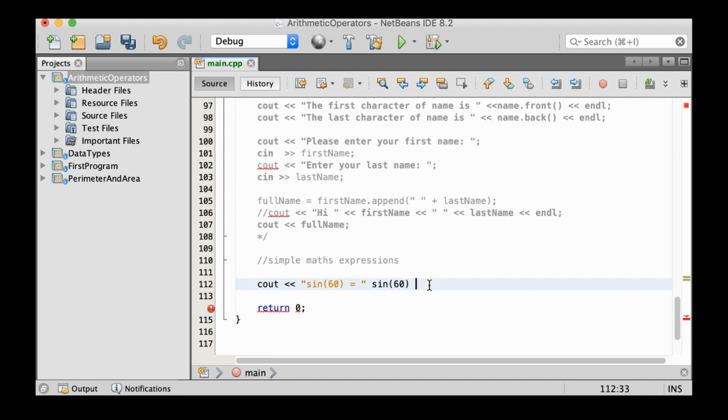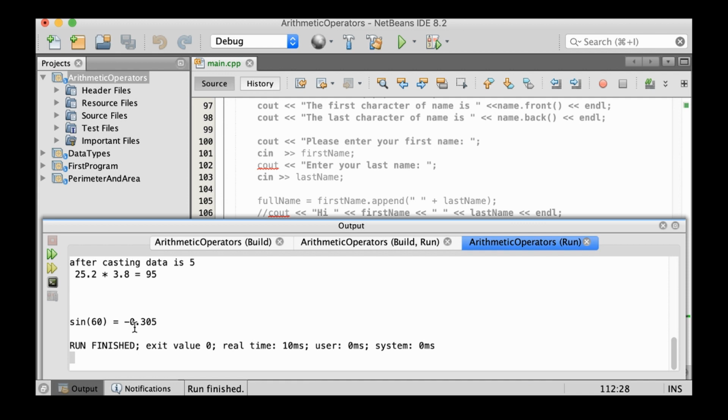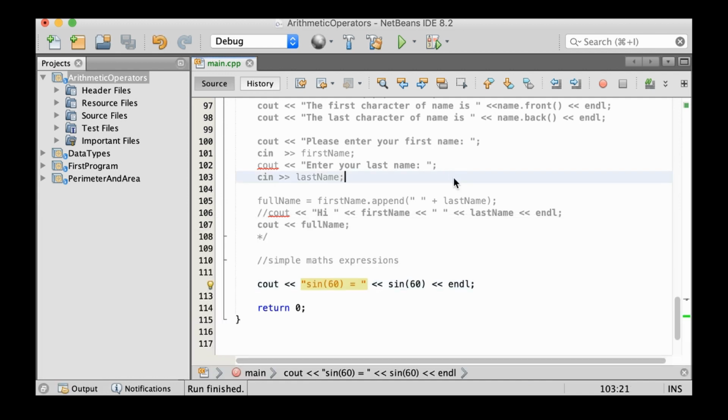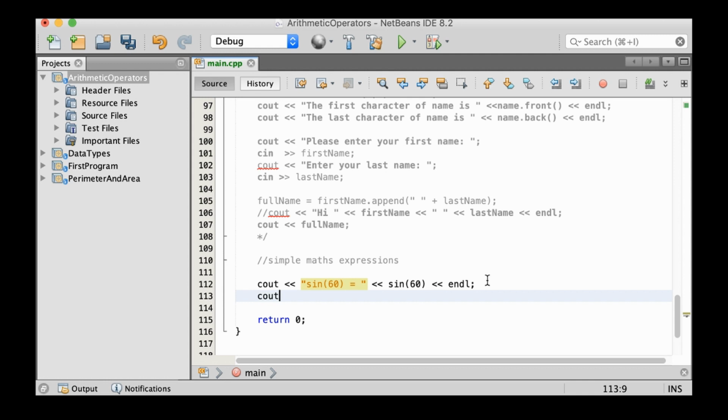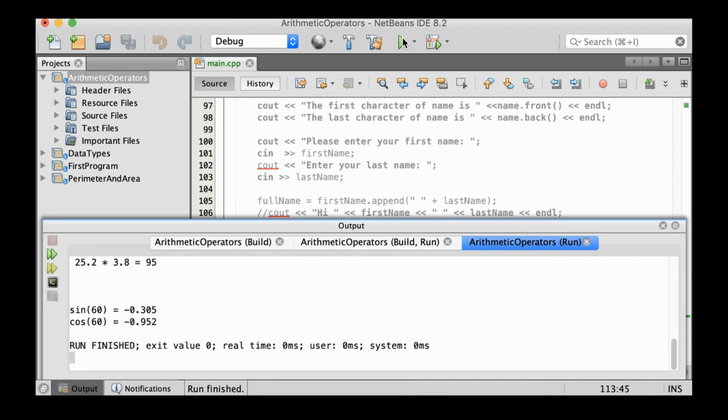That is one of the things about using the library, which is actually good. So sine 60 is negative 0.305, and then we continue with cos 60. Yes, if you're seeing sine, then it means you can use cos. So equals to, and then use cos 60, and we run, and we get cos 60 is also negative.